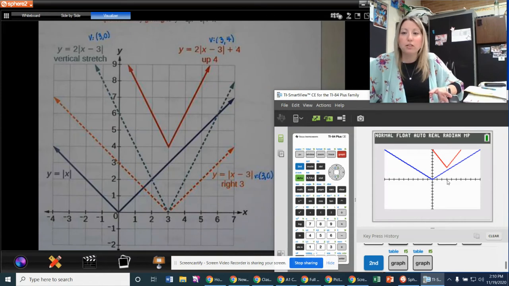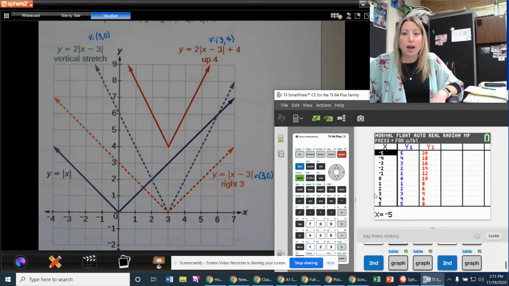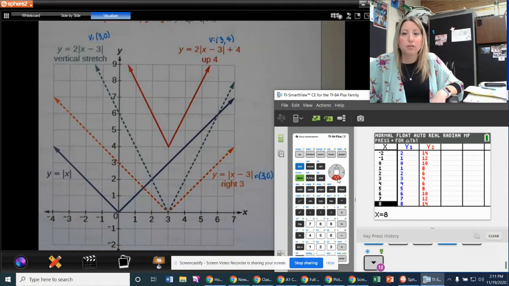But really, I only need to see around where the x value is, which is 3. So press second and graph, and you know that the x value of 3 is your vertex. Now look at your y's around it. Get that in the middle. So you want 3 kind of in the middle of your table here, and look at the y's around it. Look at that. You can see that pattern.